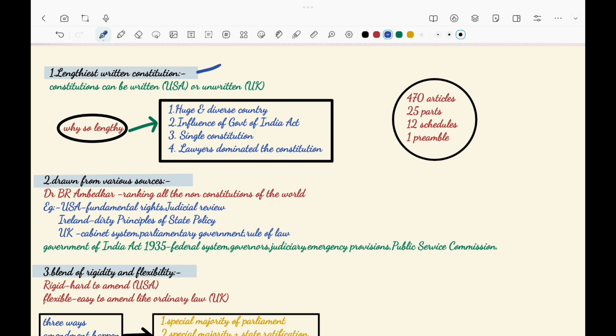and constitutions can be either written like ours, or not written, but we have chosen that we will write. And our constitution book is so lengthy. Why did it become so lengthy? Because of our country's diversity and the influence of the Government of India Act. This act you can study in my previous lectures.